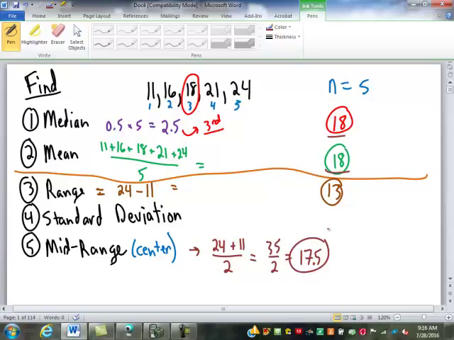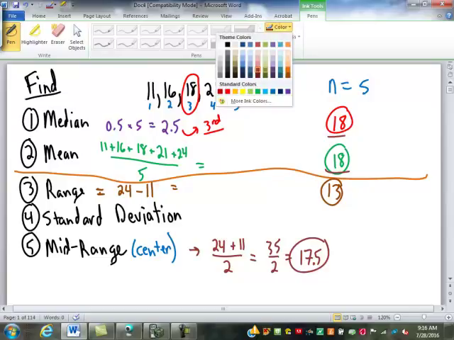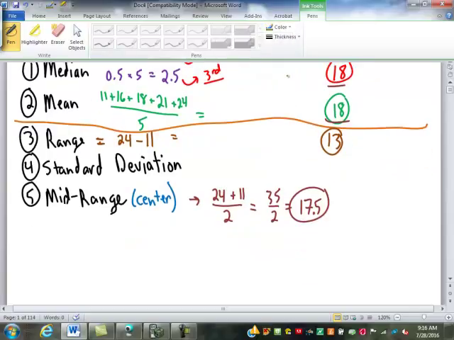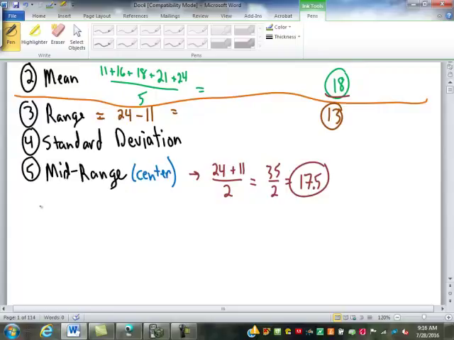So let's take a peek at that standard deviation thing that we've got to do. For the standard deviation, what is step 1?